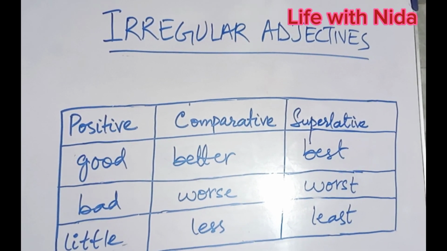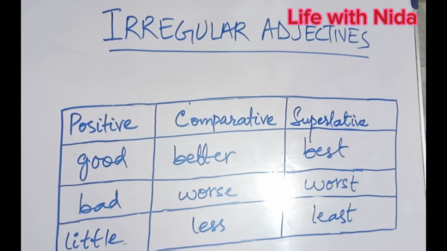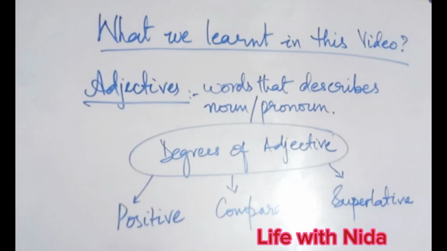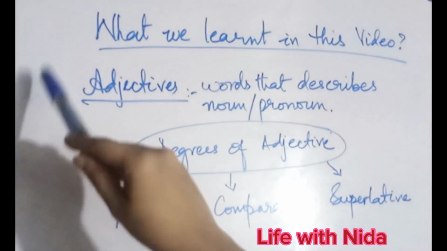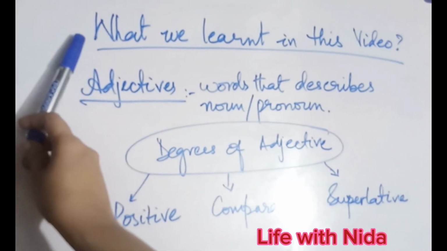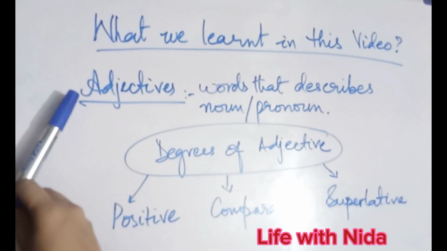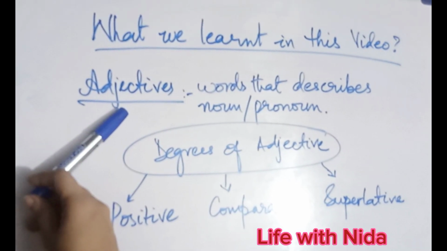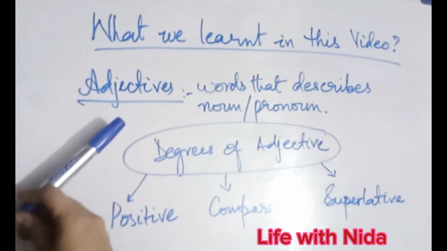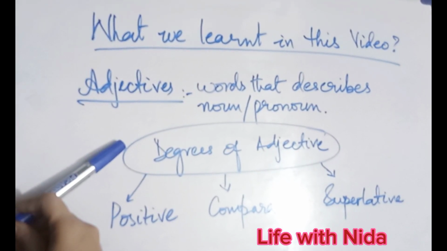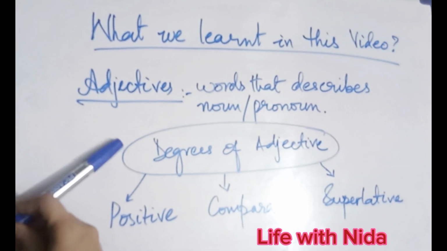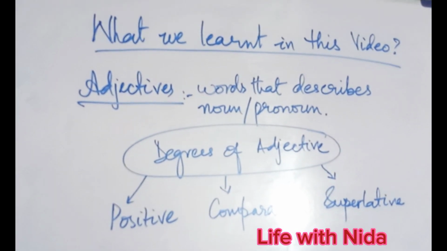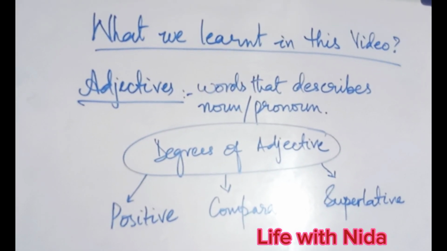So that's it for the lesson of adjectives today. And let's see what we have learned in this video. We have learned in this video about the adjectives. So what are the adjectives? Adjectives are the words that describe noun or pronoun. After that, we have discussed the degrees of comparison of adjectives. There are 3 degrees of comparison of adjectives. Number 1, positive. Number 2, comparative. Number 3, superlative. So this is the review of our today's lecture.